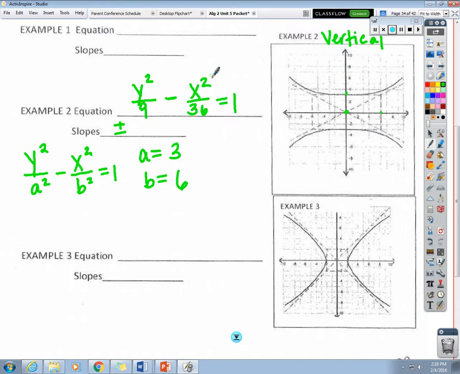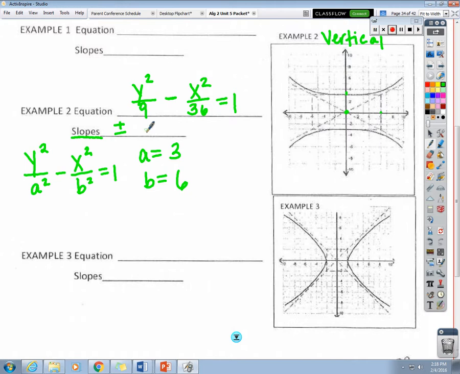That's why you technically have 2 asymptotes, right? So that's why they say slopes. They're talking about the slope of this one and the slope of this asymptote. Well, one of these asymptotes is positive, one of them is negative. That's why it's plus or minus.